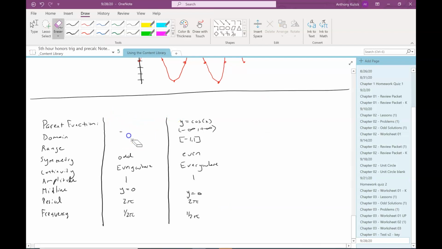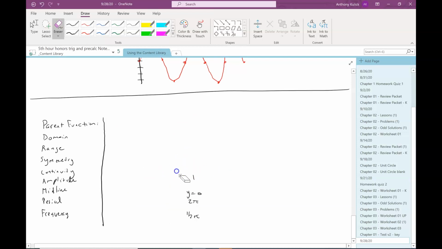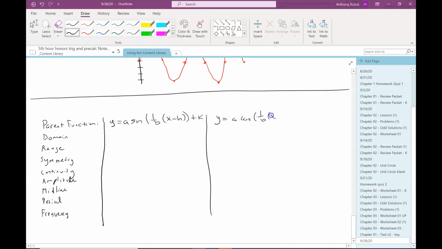Okay. So we've done this for the parent function, sine and cosine. Let's do this now for their transformations. So if my domain for sine was all real numbers, and I do some transformation to that graph, I shift it left to right or up or down or stretch it some way vertically or horizontally, what is the resulting domain going to still be?